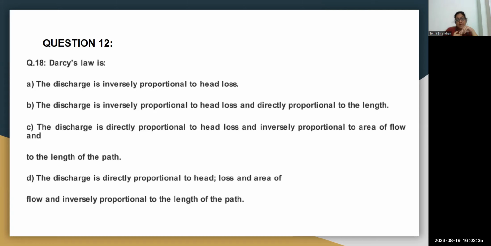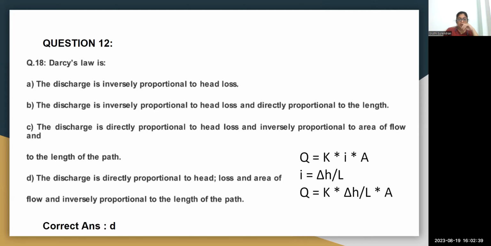Correct. Discharge is directly proportional to head loss and area of flow and inversely proportional to length of path. So we had seen how discharge is K into I into A, where I is equal to delta H by L. So Q will be equal to K into delta H by L into A. It is directly proportional to the hydraulic conductivity, pressure head loss, and cross-sectional area, and inversely proportional to the length of flow path. So the correct answer is option D.